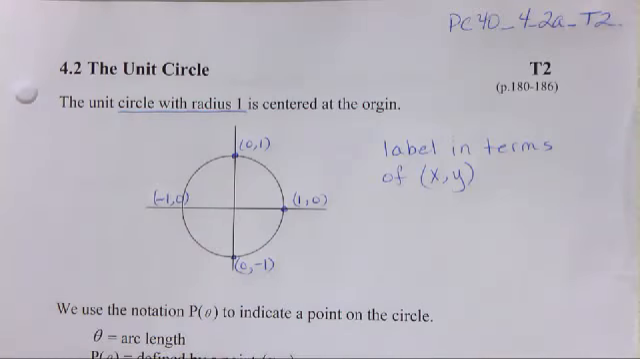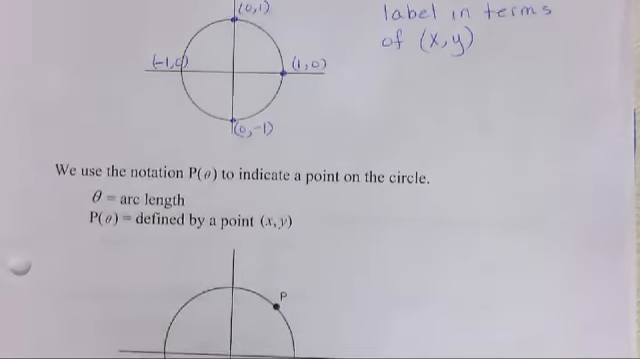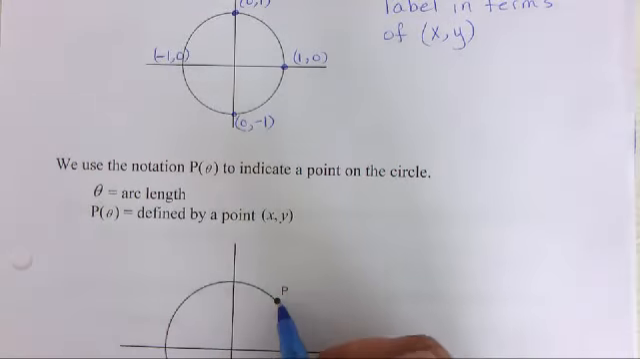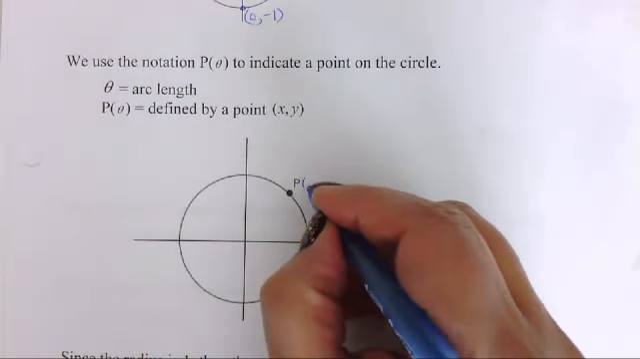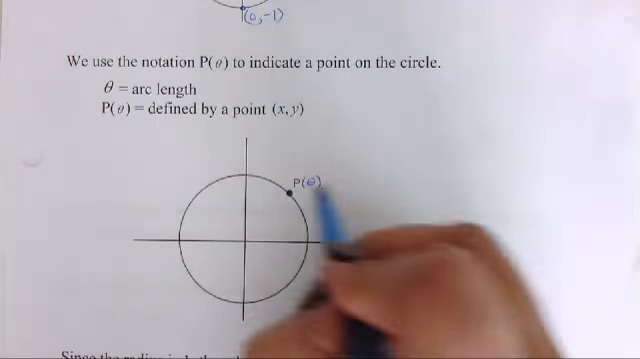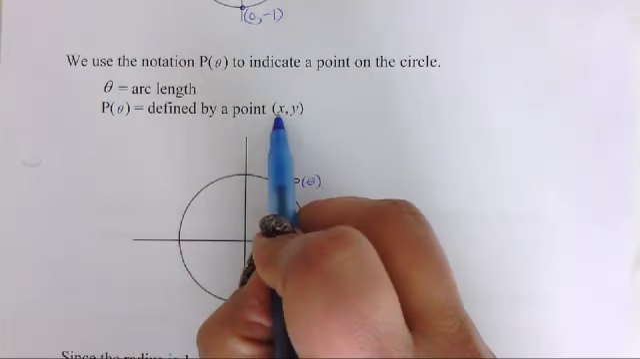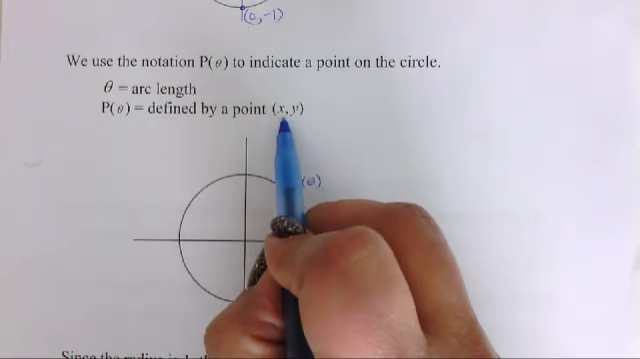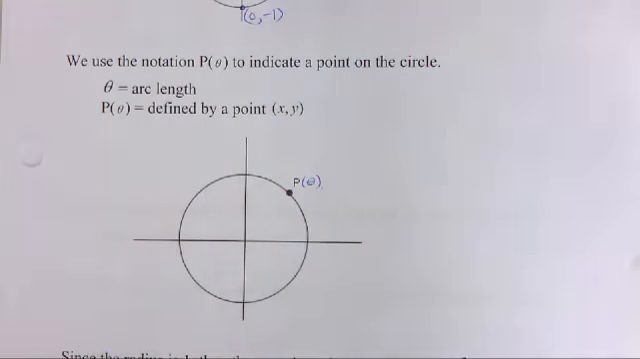Now, we use the notation P of theta to indicate a point on the circle. So for example, right here, a point on the circle will be here, and I can call this P of theta. It means this point is going to be defined in terms of the angle. And here the point could also be given in coordinate form, X and Y coordinates.